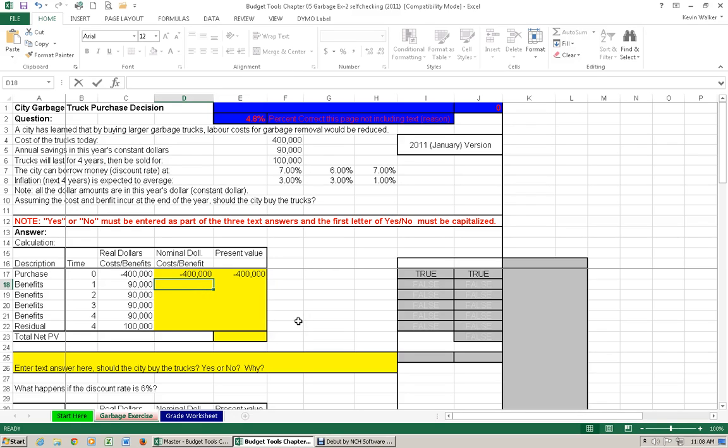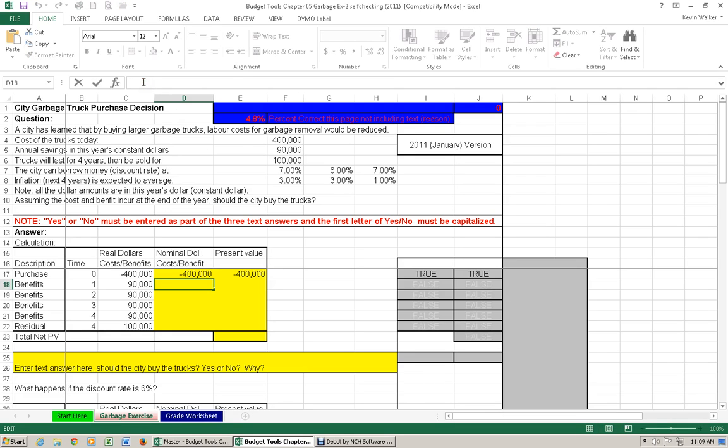All we have to do is find out what our nominal dollar costs are for that benefit each year. Remember, inflation is going to go up at, in this case, 7% each year. So 7% this year, then 7% that year, and that year. Okay? So here's what we do.